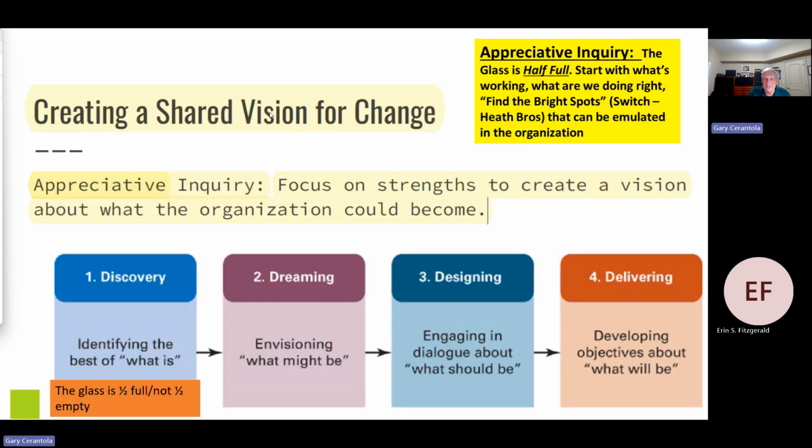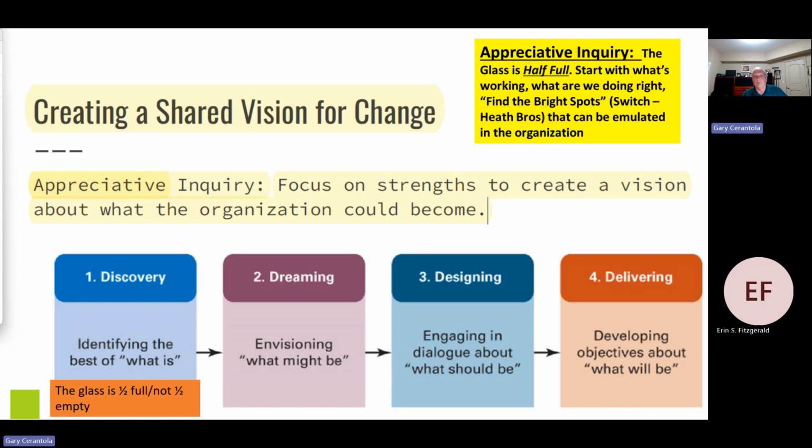All right. So creating a shared vision for change. This is key. There's a technique called appreciative inquiry, and the best way to explain this is the glass is half full. So you start with what's working. What are we doing right? And again, in the book called Switch, the Heath brothers talk about finding the bright spots in the organization where things are actually progressing, for a change that maybe isn't working in another part of the organization. Now you have something to show, and you can say, hey, here's what we've got going for us, rather than, oh well, this isn't working right now.